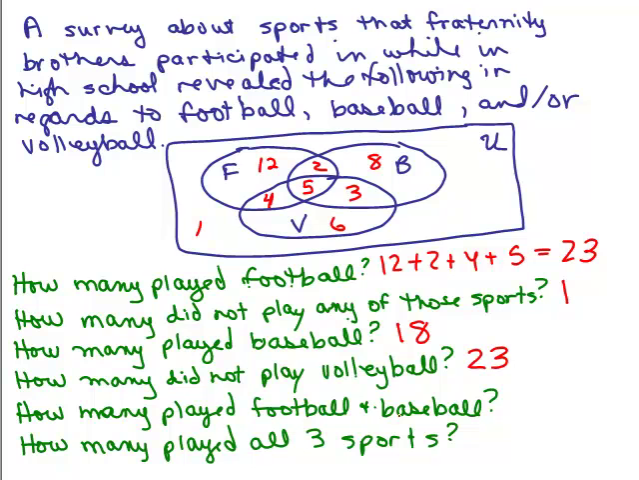How many played football and baseball? So now we're looking at the set for football, and we're looking for the set for baseball, and we're looking at their intersection right here in the center. And we've got 2 plus 5, right? Those are the people that played football and baseball. It's separated out because the 5 represents the people who also happen to play volleyball, okay? And the 2 are the people who played football and baseball that didn't happen to play volleyball. But all 7 of these people did play football and baseball, so that'll be 7.